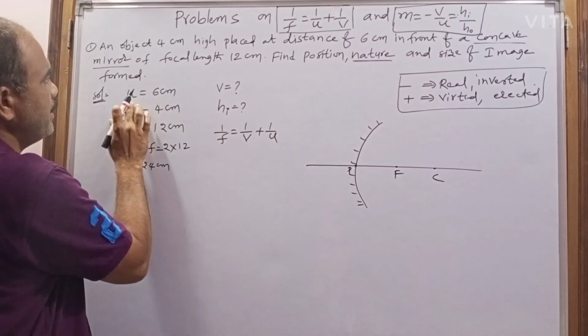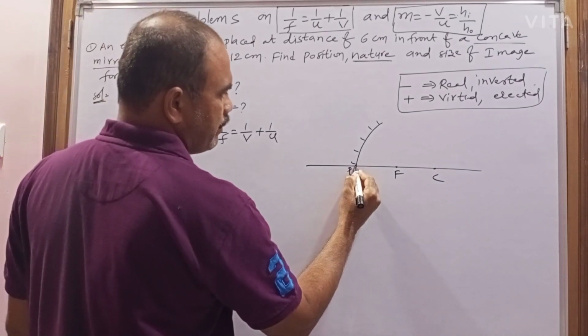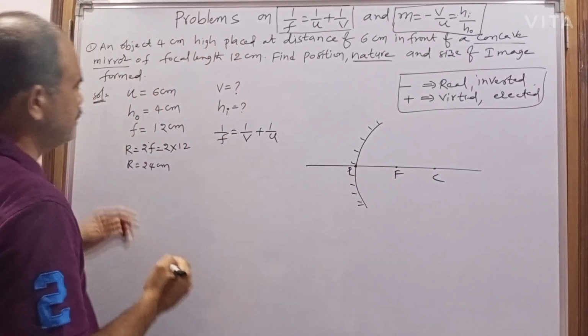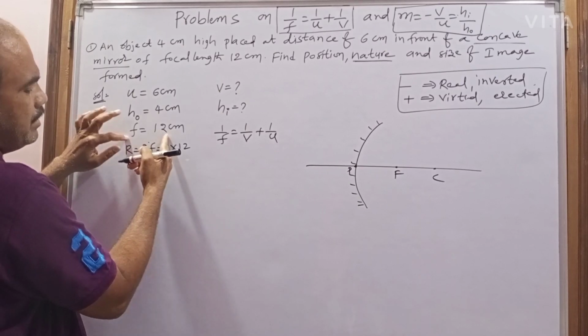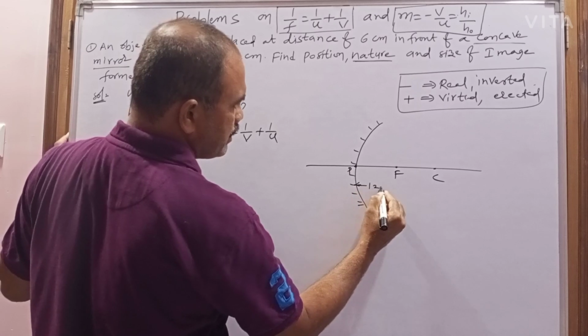But where is the object? At 6 cm. So the object is between the pole and the focus, because the focal length distance is 12 cm. From here to here is 12 cm.